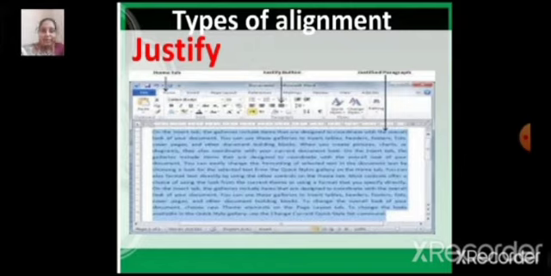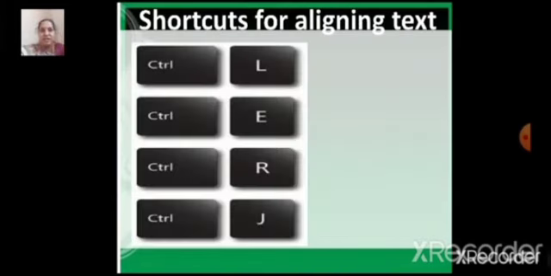Children, we learned about 4 types of alignment. So we can select these alignments by using alignment buttons which are present on the home tab of ribbon. So we have another option to align the text in computer, that is in MS Word.